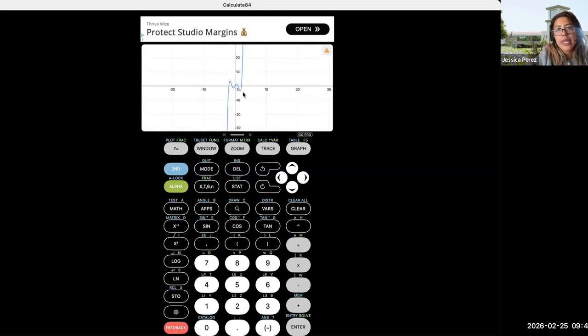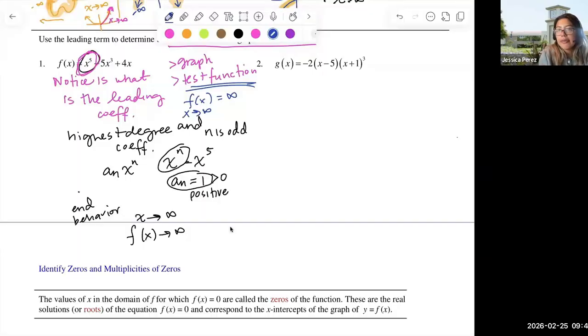Notice here that this is the graph of that polynomial. What happens as x goes to that right side? Notice that the y will also go to that positive direction. So that proves exactly what I'm talking about. As x goes to infinity, then the entire function will go to infinity. And that's because we have an odd polynomial with an a sub n being positive.